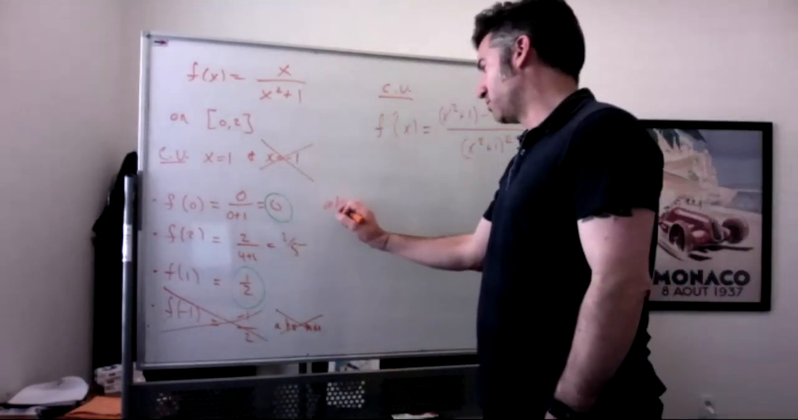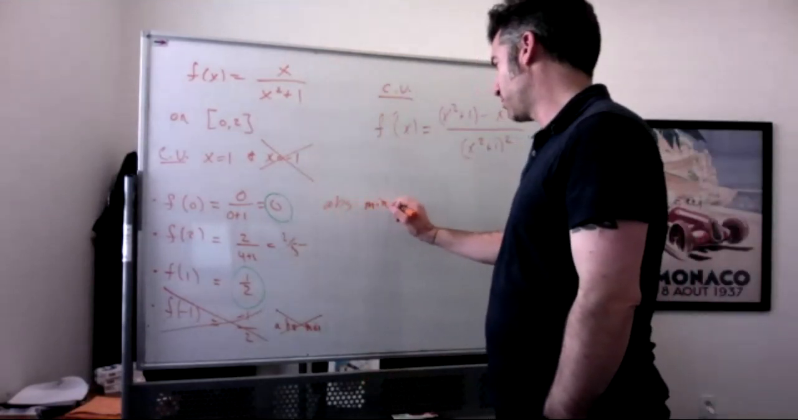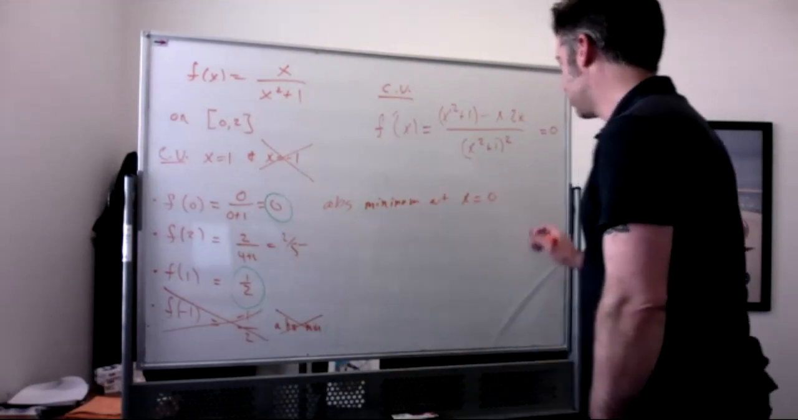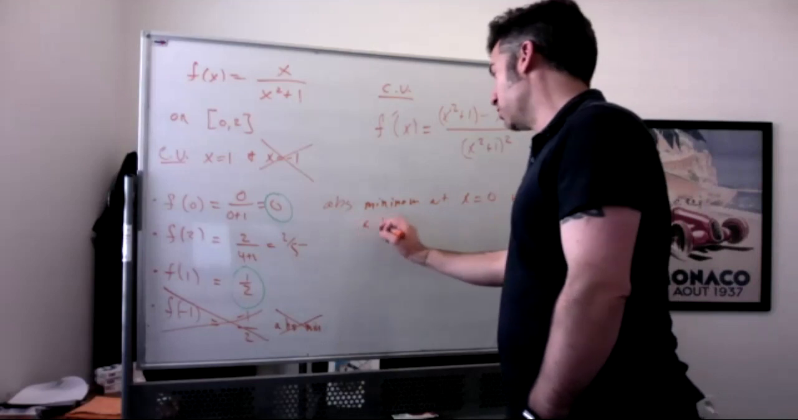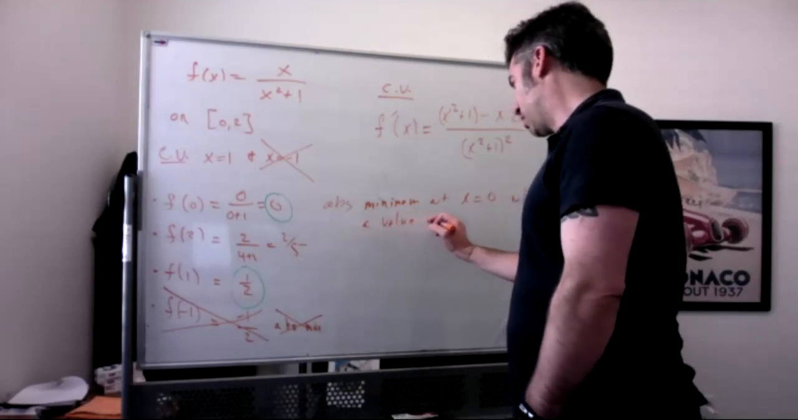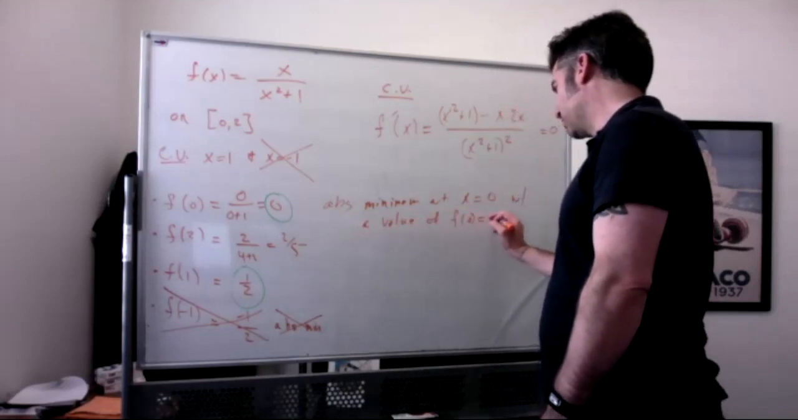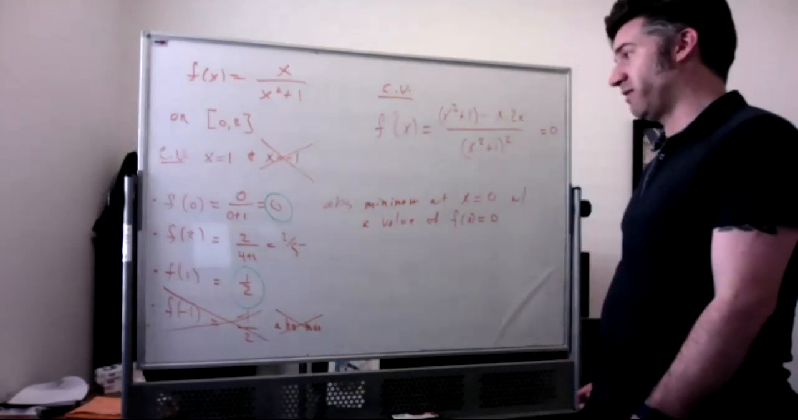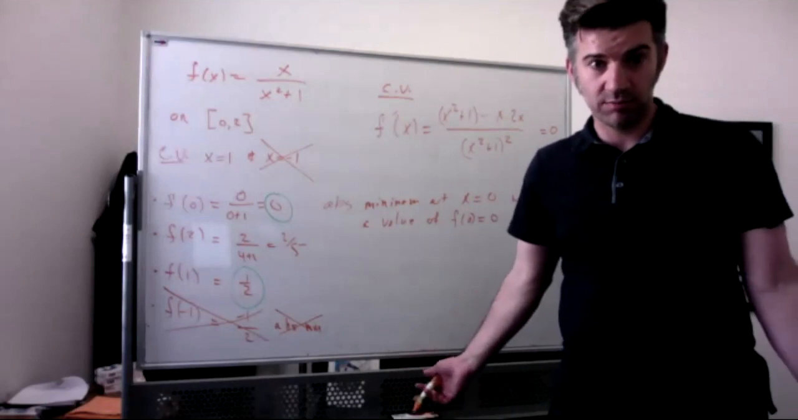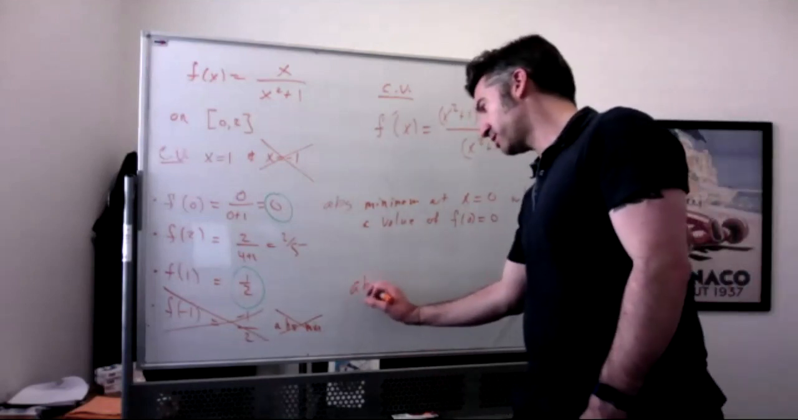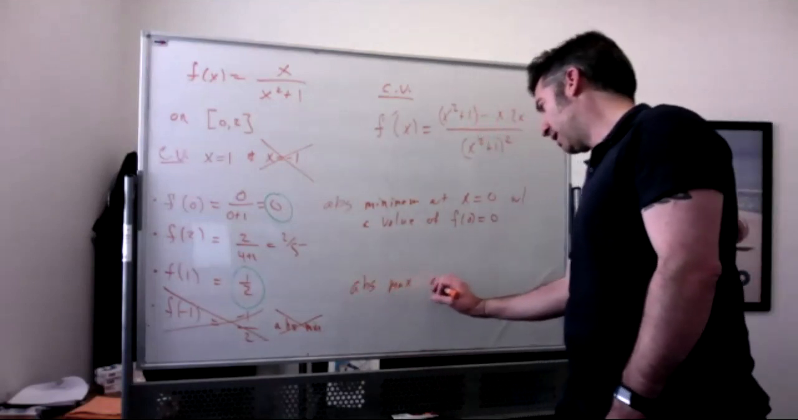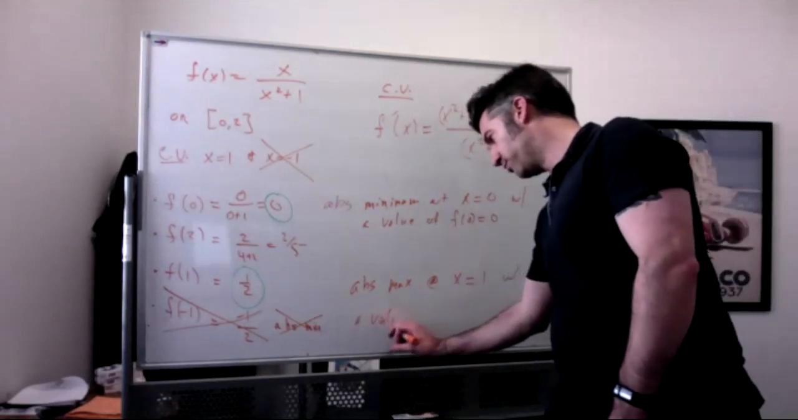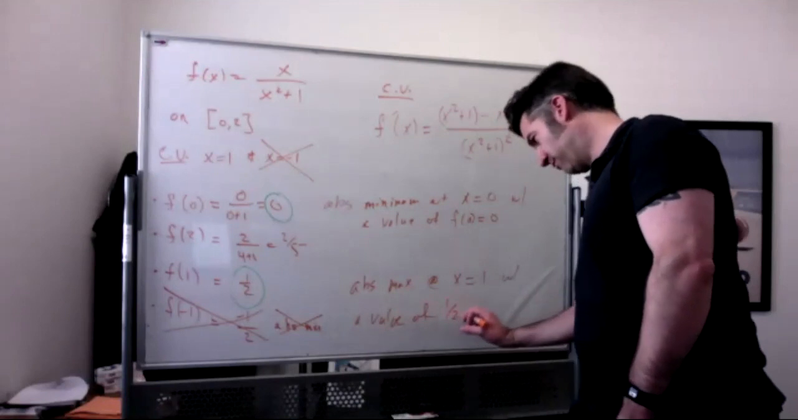We have an absolute minimum at x equals 0 with a value of f of 0 equal to 0. Or if you want to write less, which I want to write less, you can say you have an absolute minimum at (0, 0). We have an absolute maximum at x equal to 1 with a value of 1/2.